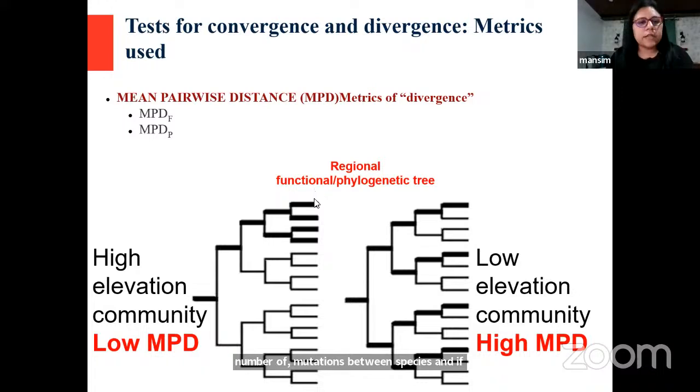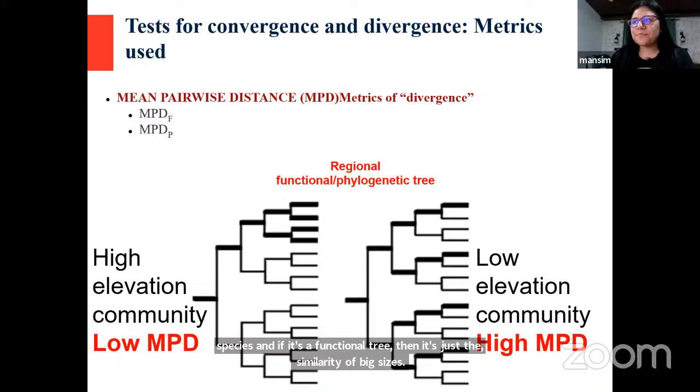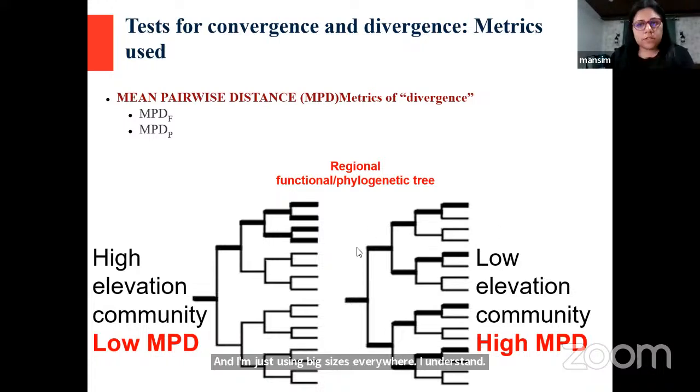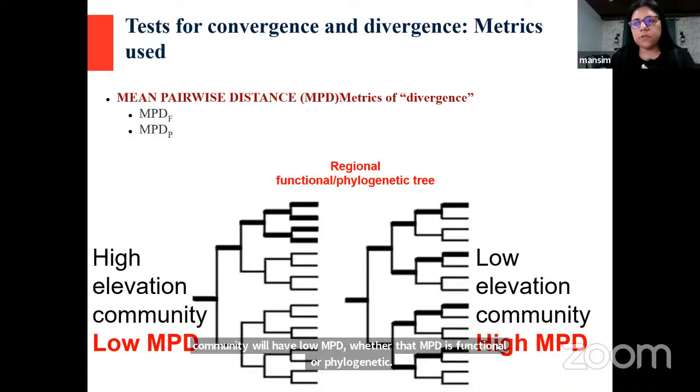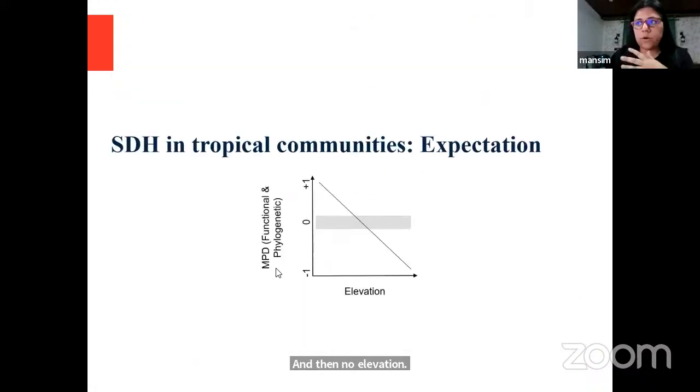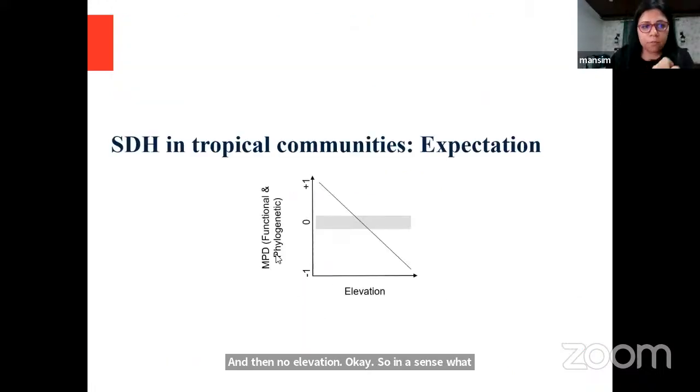And if it's a functional tree, then it's just the similarity of beak sizes. And I'm just using beak sizes everywhere, I understand. But just stay with me. So if you have a regional functional or phylogenetic tree, then a high elevation community will have low MPD, whether that MPD is functional or phylogenetic, and a low elevation community will have a high MPD. So in a sense, what I'm expecting, or my hypothesis, is that my MPD, whether it's functional or phylogenetic, will decrease with elevation.